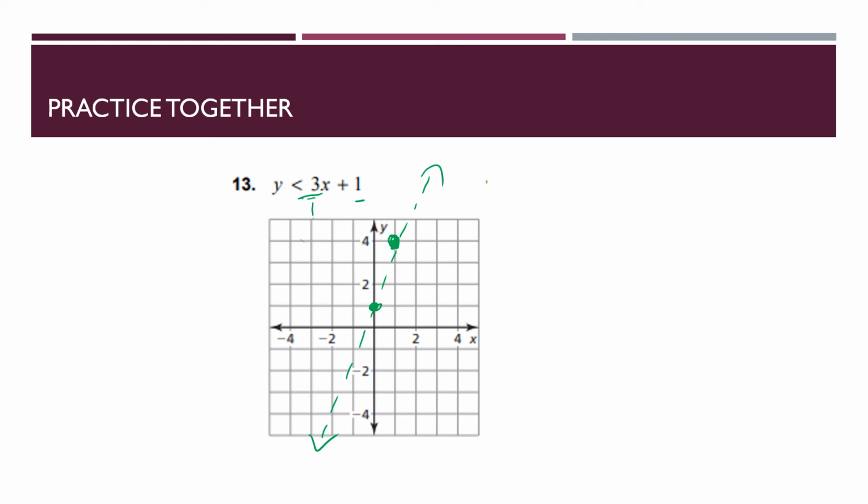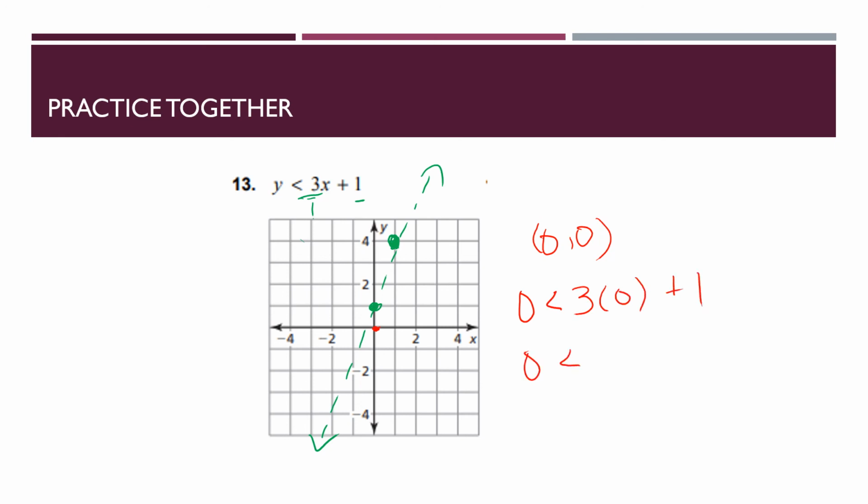Now when we're trying to determine where we shade, what we have to do is pick a point either in this area or in this area. So we have lots of different options there. What I like to do, what I think is the easiest thing, is to choose 0, 0 as a point to plug in, because 0 is always easy to plug in. So what I'm going to do is take this function, and I'm going to plug in 0 for y. I'm going to plug in 0 for x, and I'm going to ask if it's true or false.